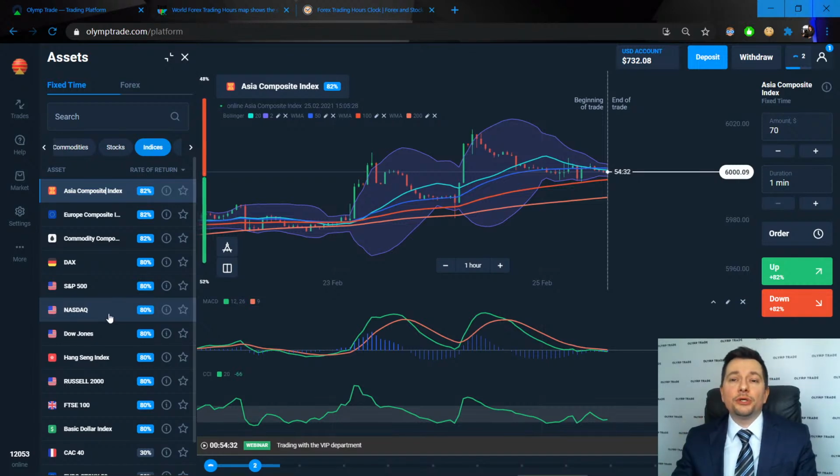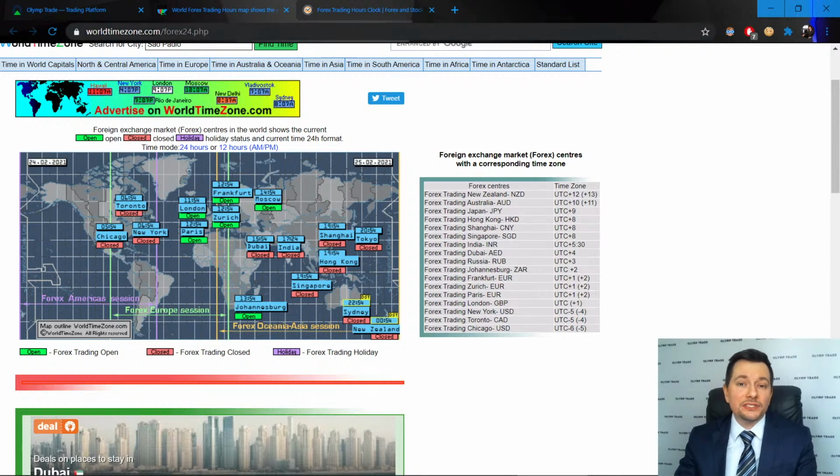So the first thing I want to show you is a map of the world, and I'm going to send this to you in chat. I'm going to send the forex version of it.